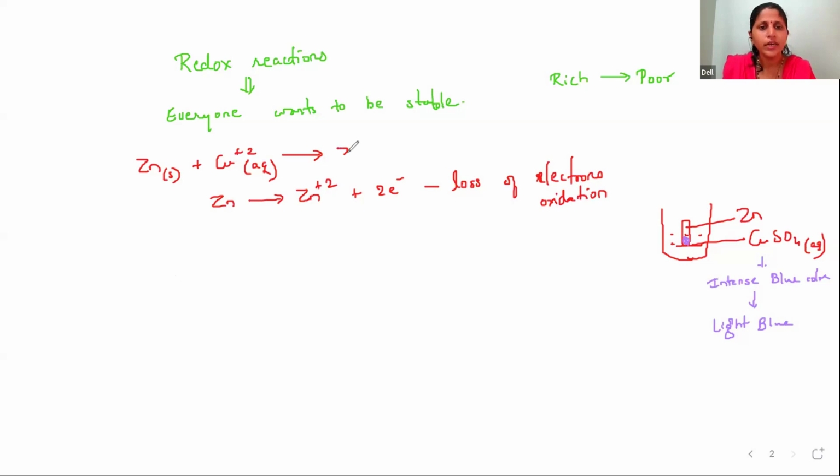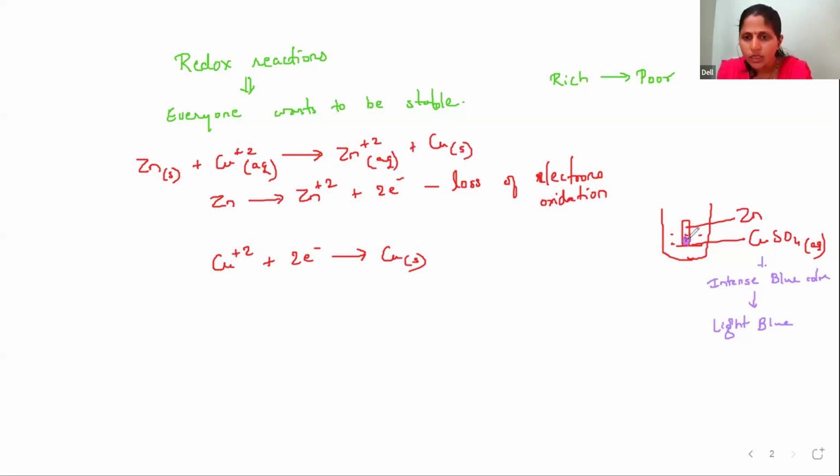Then Zn+2 forms. This Cu+2, in the copper sulfate solution, copper is in the form of +2. It will gain those 2 electrons. Having gained 2 electrons, it will become copper, solid copper. So zinc will come into solution, and solid copper goes on depositing on this zinc rod. We can see the reddish deposition.